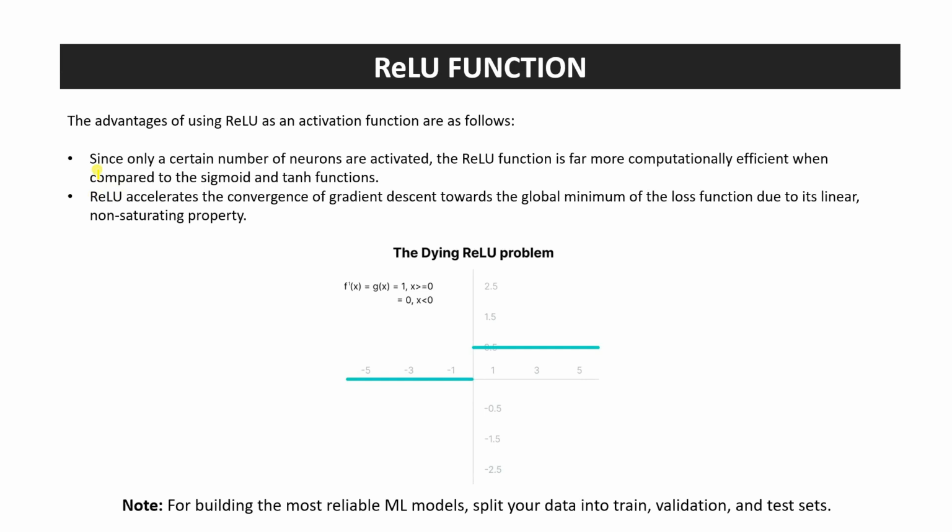The first advantage is that since only a certain number of neurons are activated, the ReLU function is far more computationally efficient when compared to the sigmoid and tanh functions. Yes, it's true that for computational purposes we can use ReLU, because we don't need multiple or complex computations. In sigmoid and tanh all of the neurons are activated, but in ReLU only a certain number of neurons are activated, if the value passing through the neuron is greater than 0.